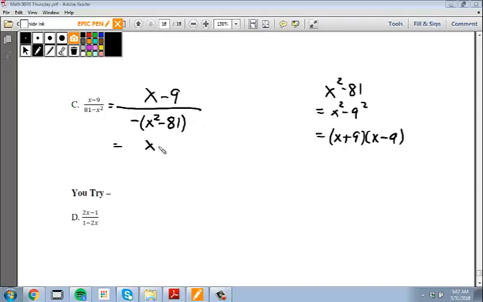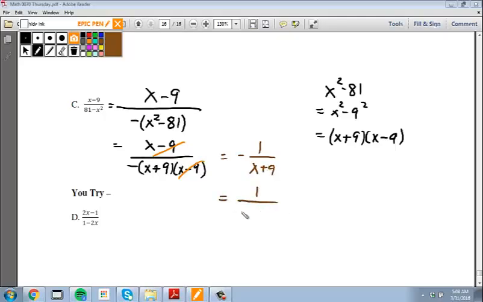So this is x minus 9 over the opposite, or negative, of x plus 9 times x minus 9. Then, kaboom! This cancels, and we have negative 1 over x plus 9. Again, it doesn't matter if I write it like that or if I keep the negative in the denominator. I usually prefer just to write it next to the fraction bar so I can drop all of those parentheses off and make it look a little bit nicer as well.